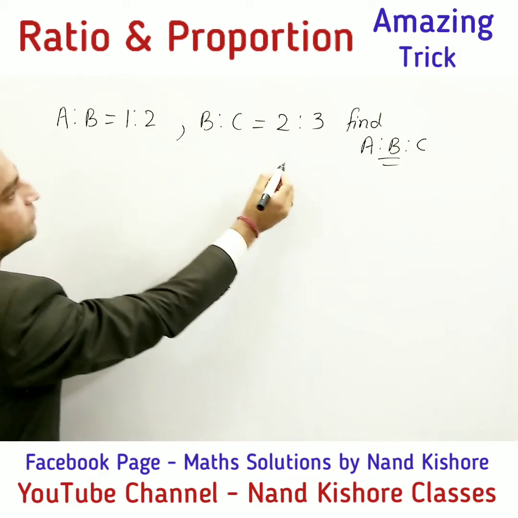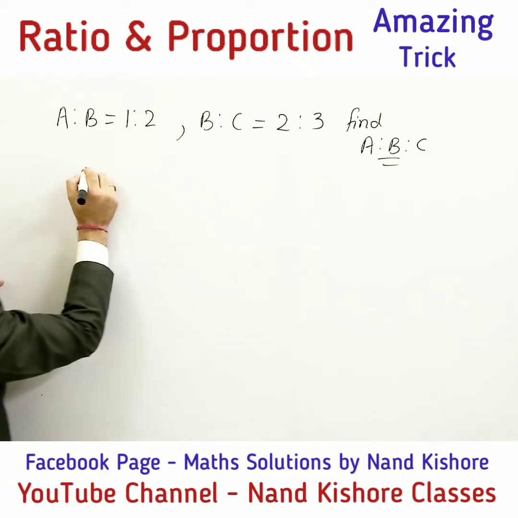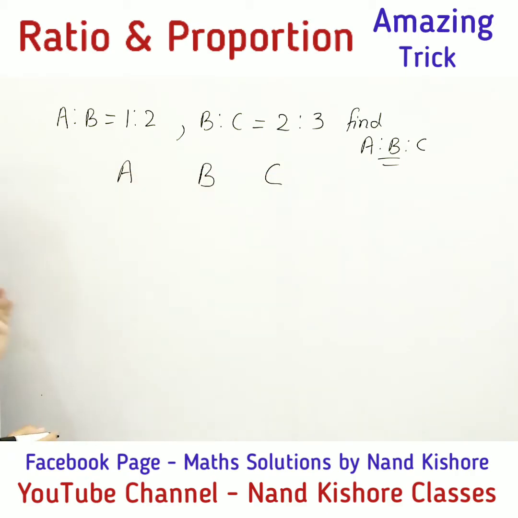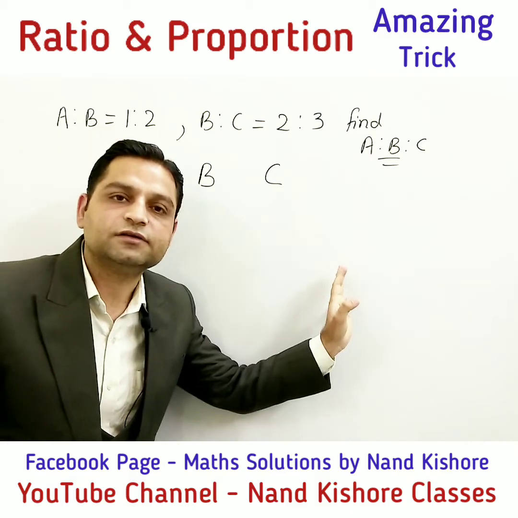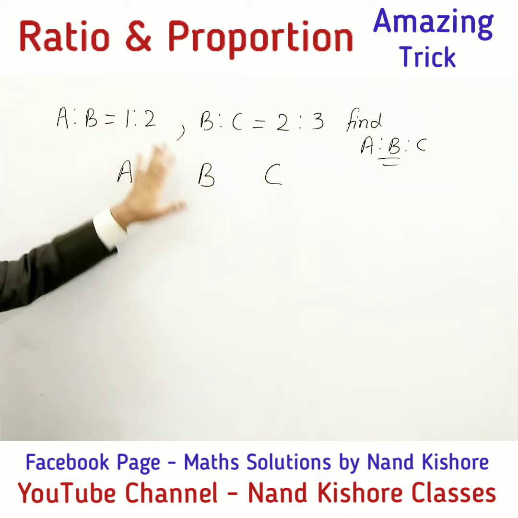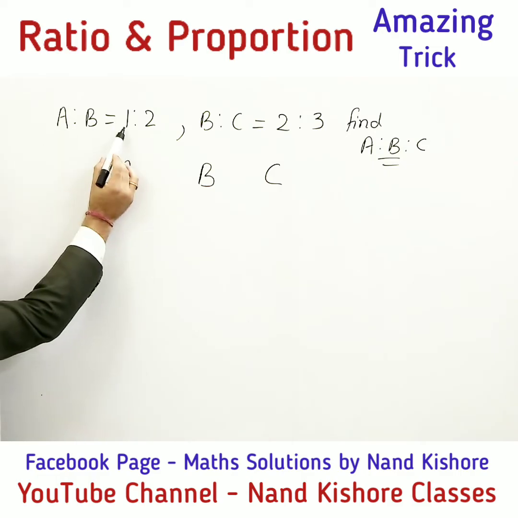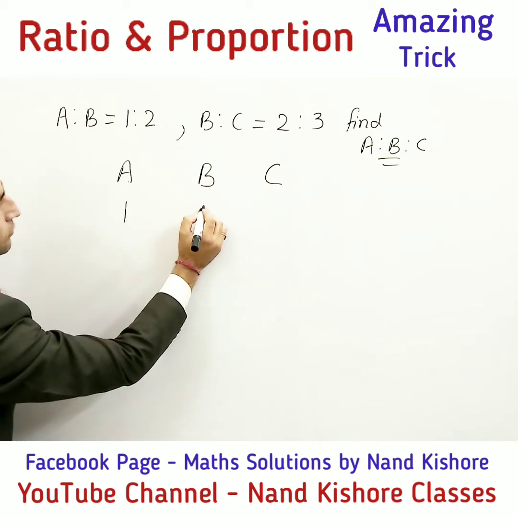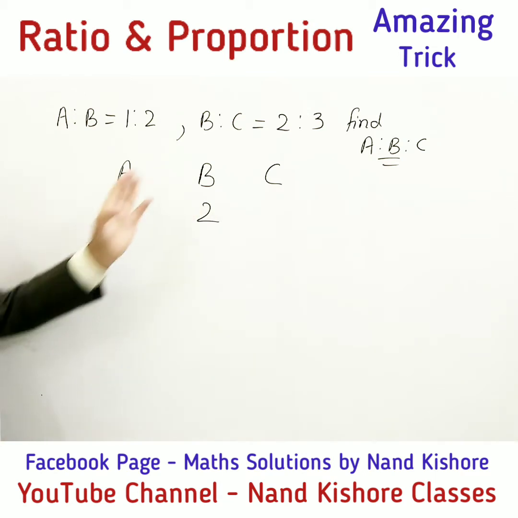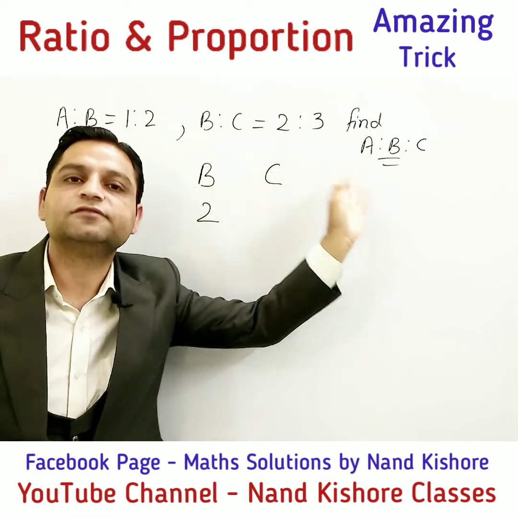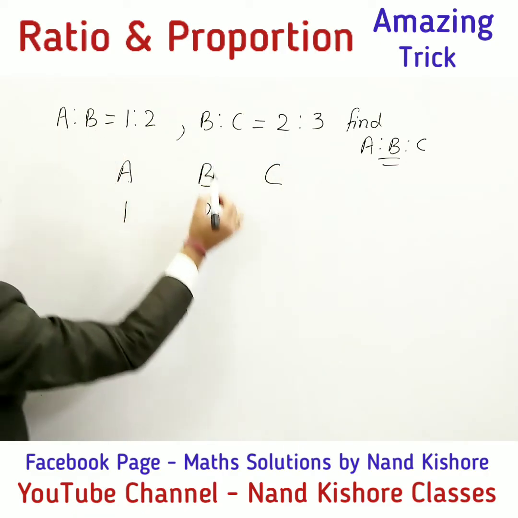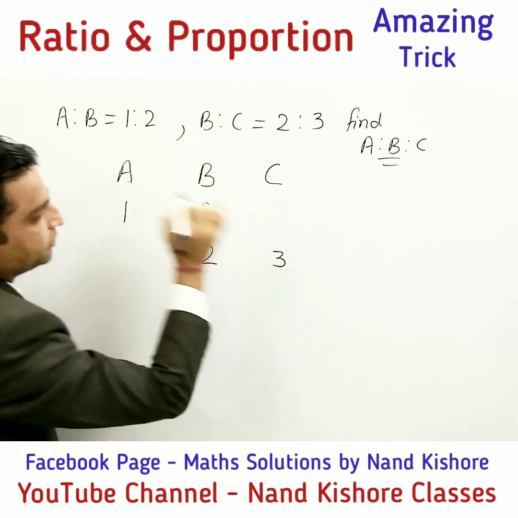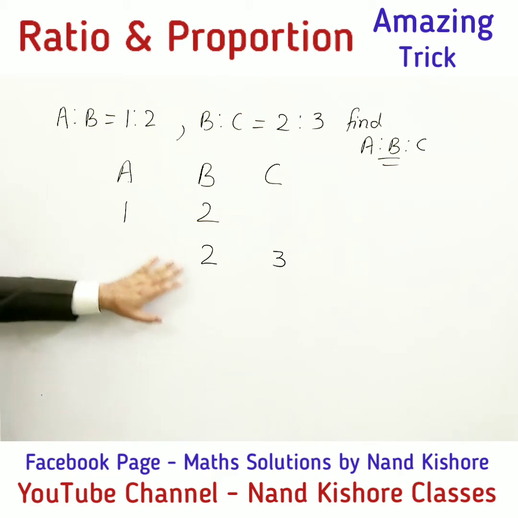See, A, B and C, we are dealing with three numbers. So we need to write A, B and C. We are going to learn the concept from a very simple example. A ratio B is 1:2, so this is A, this is B. Write 1 here, 2 here. Then B ratio C is given as 2:3. So this is B, this is C. I'm going to write 2 here and 3 here. This is our first step.